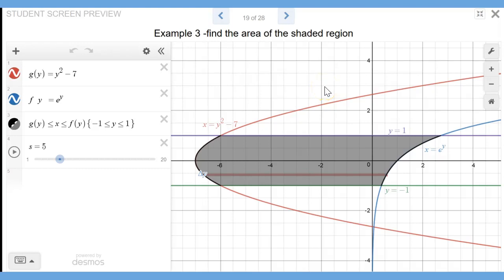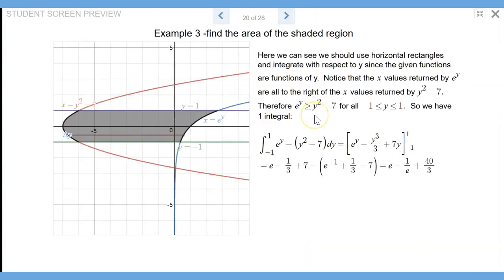Here's another example given a region, and notice that we have a function of y, not a function of x. So, when you see that, you're going to want to think in terms of summing horizontal rectangles bounded by these functions of y. So you're going to want to integrate with respect to y.